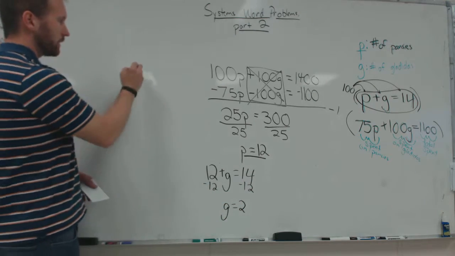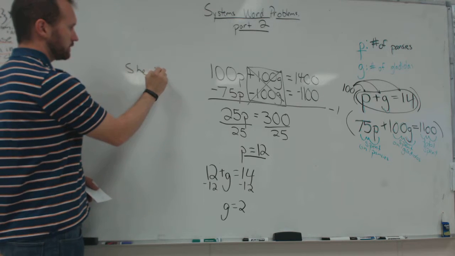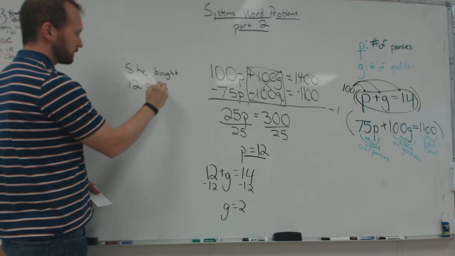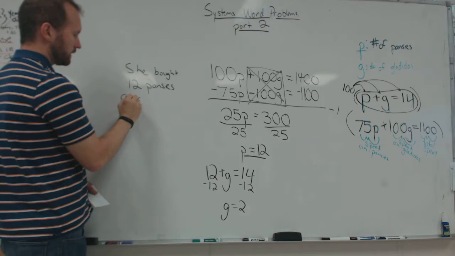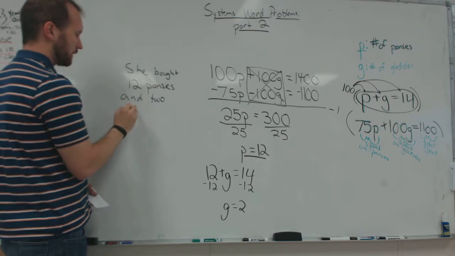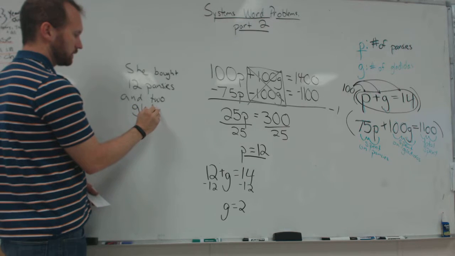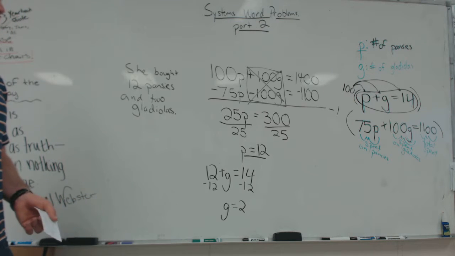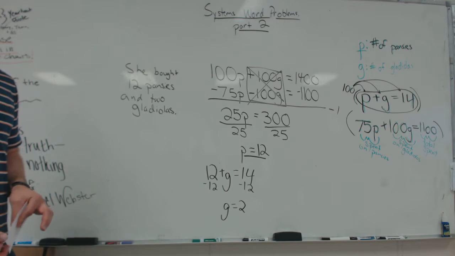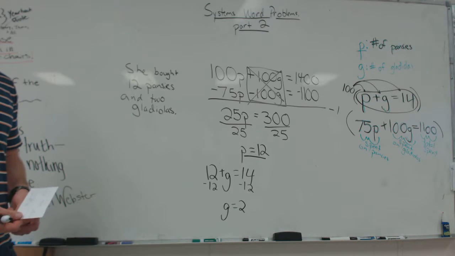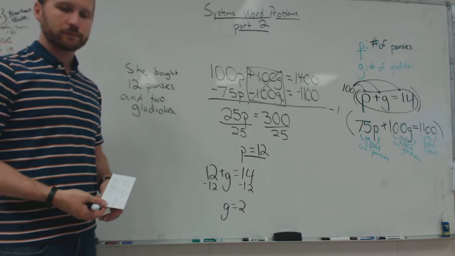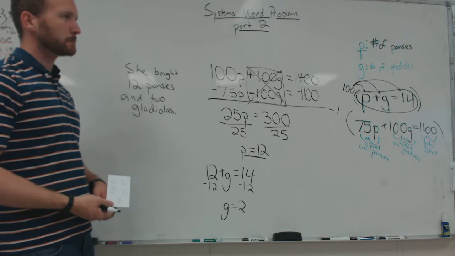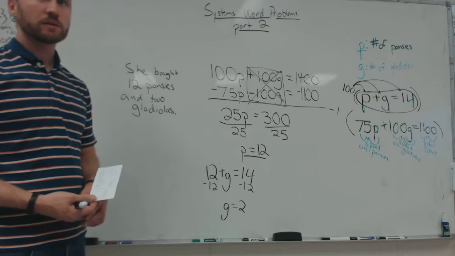So my final answer here, she bought 12 pansies and 2 gladiolas. I spelled all these flowers right. And I'm done, because if you look back to the original problem, which I erased, the question at the end was, how many of each did she buy? Questions?